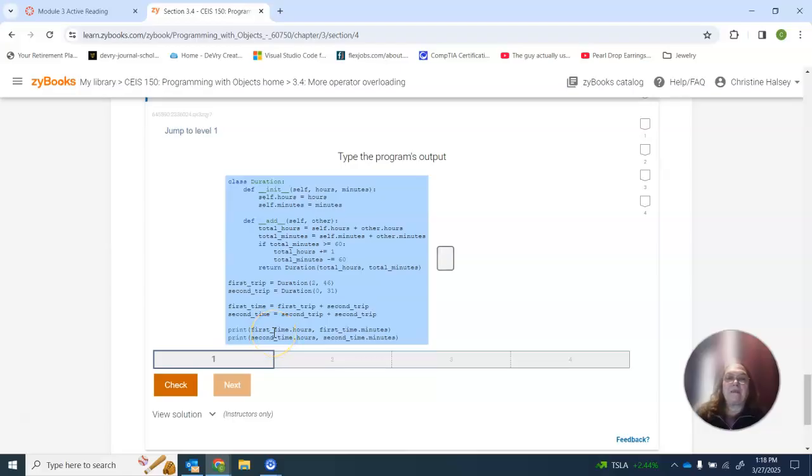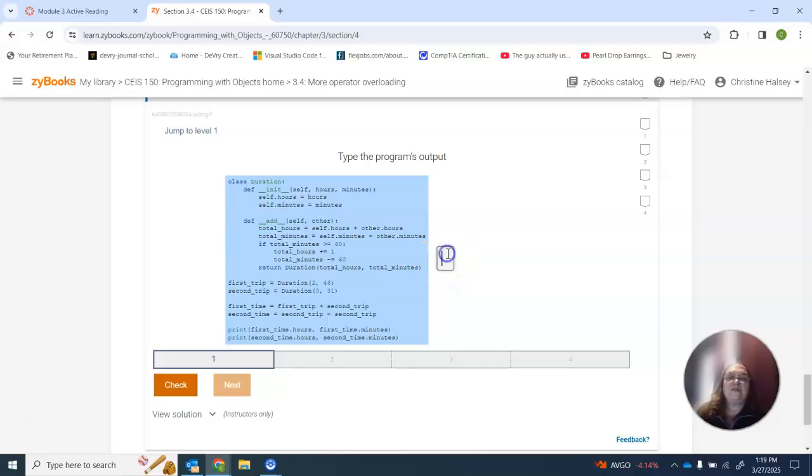All right, so the print determines what comes out, and it's first time dot hours and first time dot minutes, which comes from up here. First time is first trip plus second trip. So 246 plus 31.